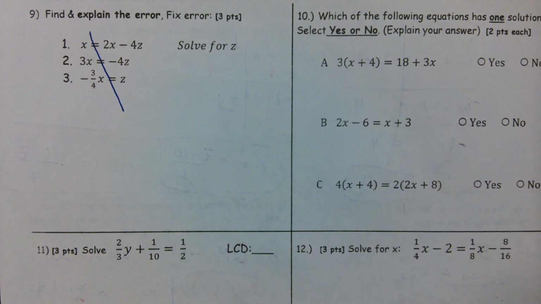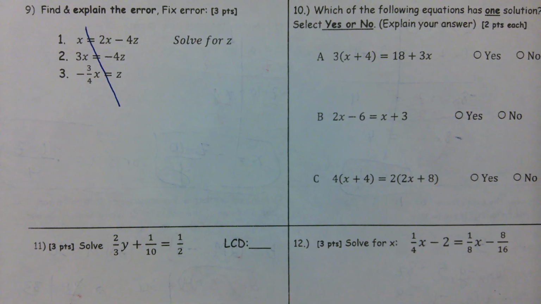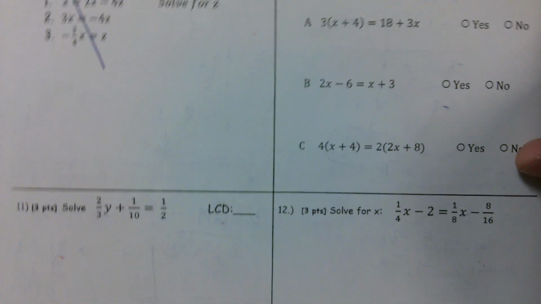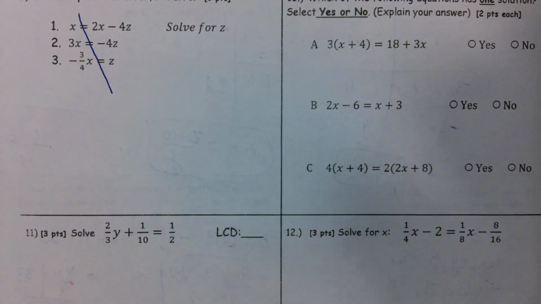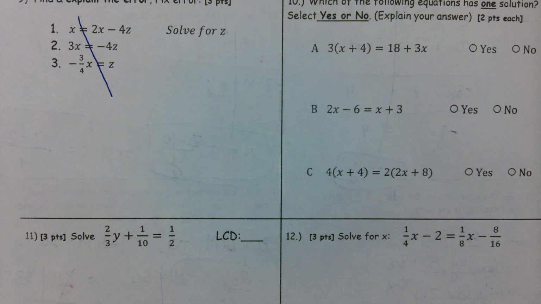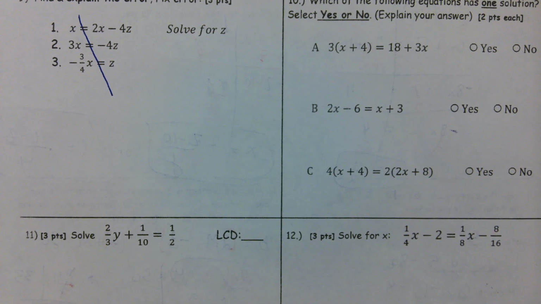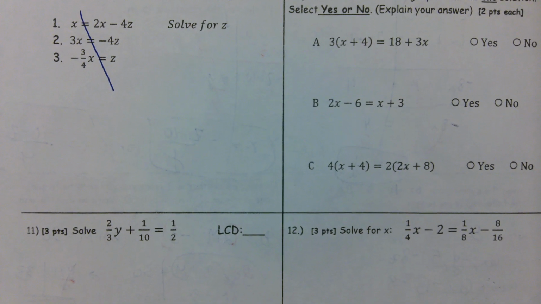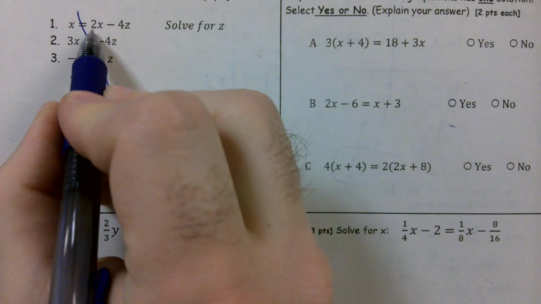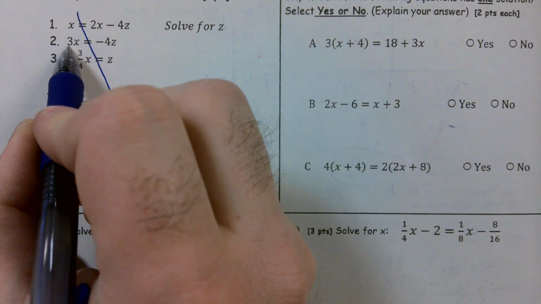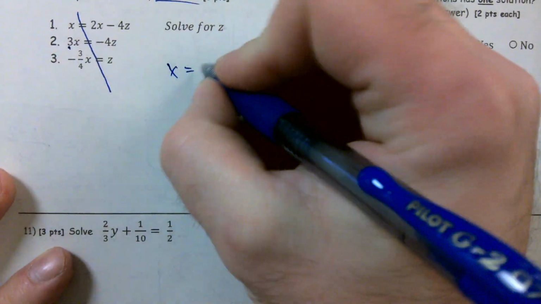That's wrong. Where did the mistake happen? In which step? Show me on your fingers. In step 1, step 2, or step 3? Good. Yep, step 2. What happened in step 2? They added 2x. What were they supposed to do? Subtract 2x. All right, let's fix that error.